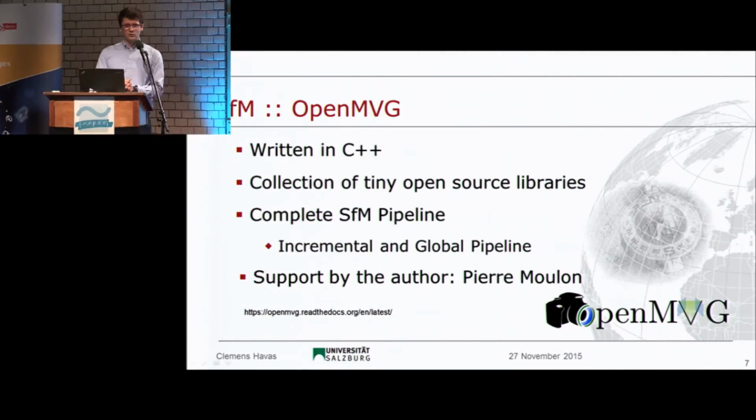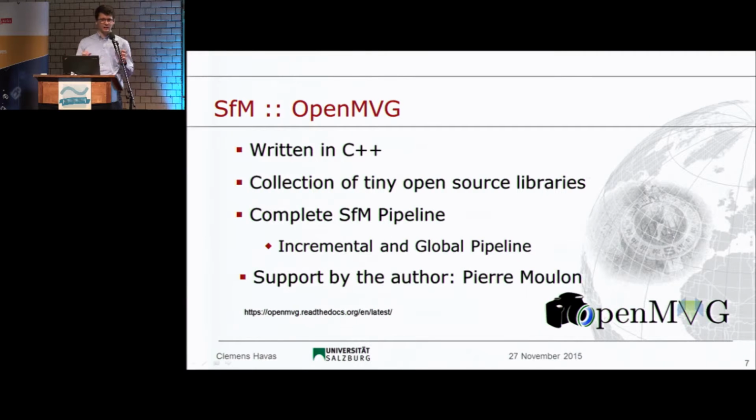OpenMVG is written in C++. It is a collection of tiny open source libraries, so we don't have to use all of them, and this is very helpful because we want to keep the data storage as minimized as possible. It has an integrated incremental and a global structure from motion pipeline, and the author of OpenMVG was very enthusiastic and wanted to help us, and his name is Pierre Moulin.